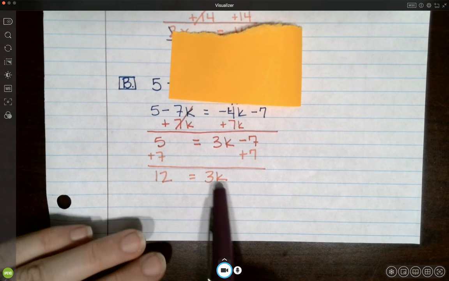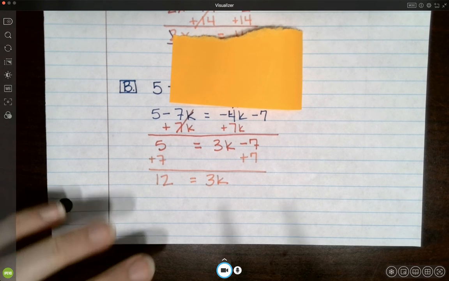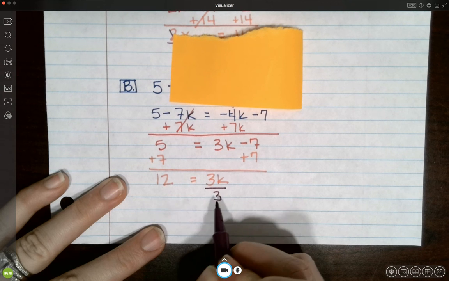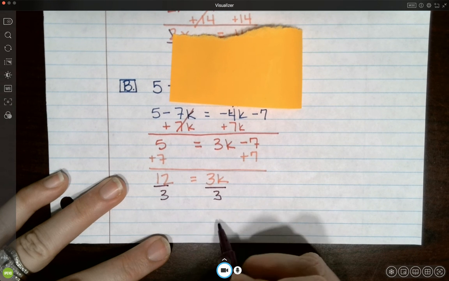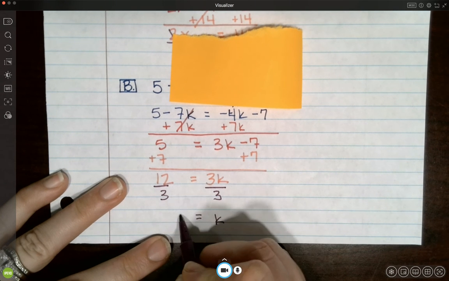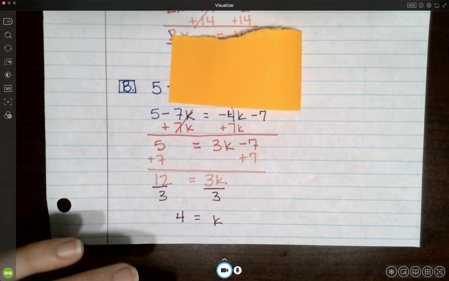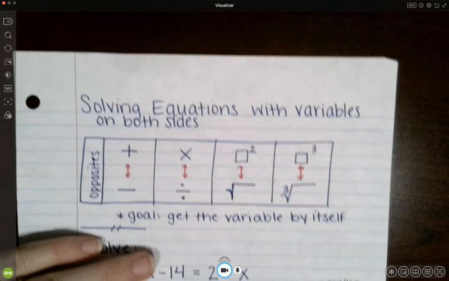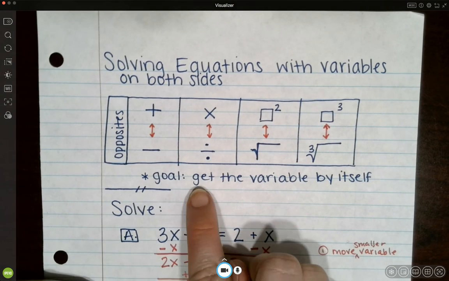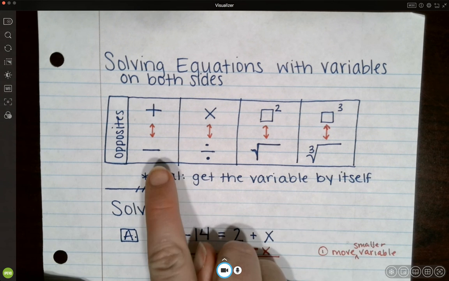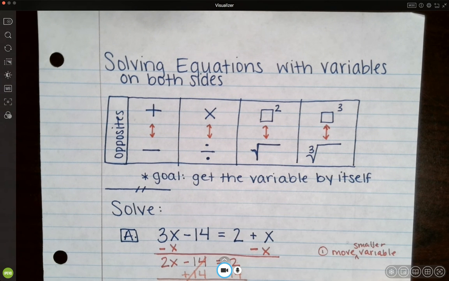Then again, I need to undo this multiplication, and I'm going to divide by 3 on both sides. So k has to equal 4. So remember, to solve equations with variable on both sides, we need to get the variable by itself by doing the opposite operations.